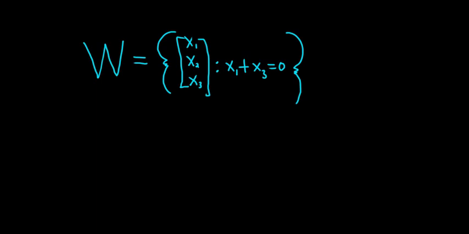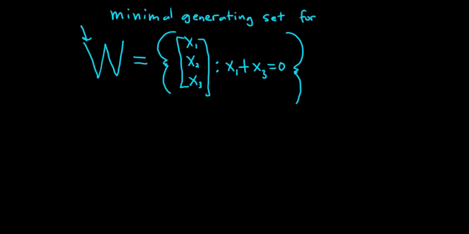In this problem, we have a set of vectors W, and we have to find what's called a minimal generating set for W. So we're going to find a minimal generating set for W. So what is a minimal generating set?